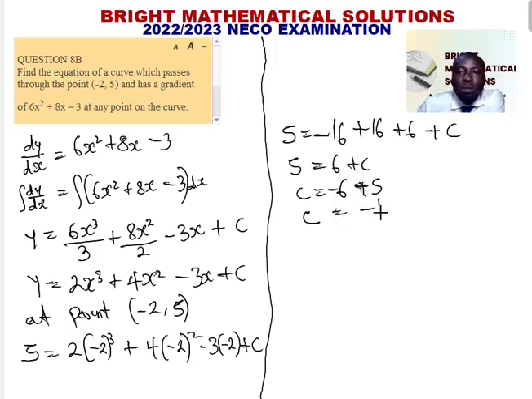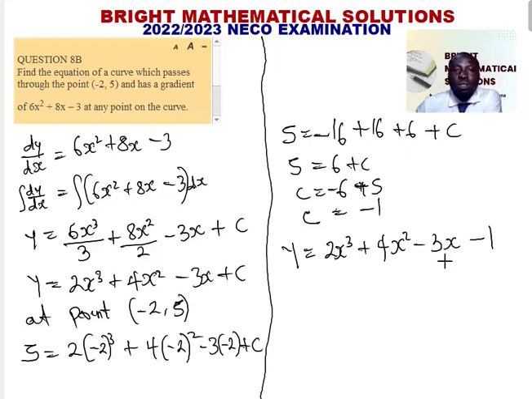So c equals -1. So we are now going to substitute this value of c into this expression, such that y equals 2x³ + 4x² - 3x - 1. And this is the equation of the curve which passes through this point. So this is a solution for question 8B of the 2022-2023 NECO examination.